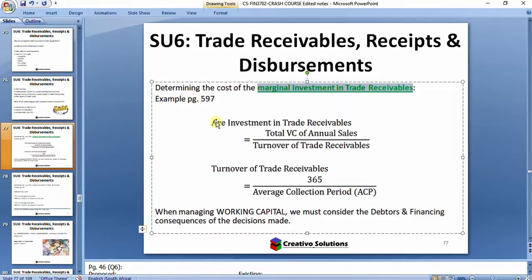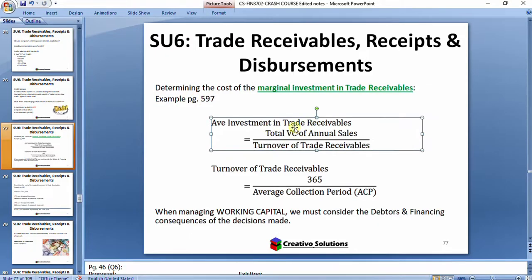If I'm looking at the average investment in trade receivables, you calculate that using the total variable cost of the annual sales. You divide that by the turnover of trade receivables. A little note here: this turnover on trade receivables is your average collection period, but divided into 365. In other words, the number of times that your trade receivables turns over. You've probably heard of inventory turnover. Maybe you remember that from your FIN3702 module. Inventory turnover is how many times you sell stock during the year. Remember that? Yes. Okay.